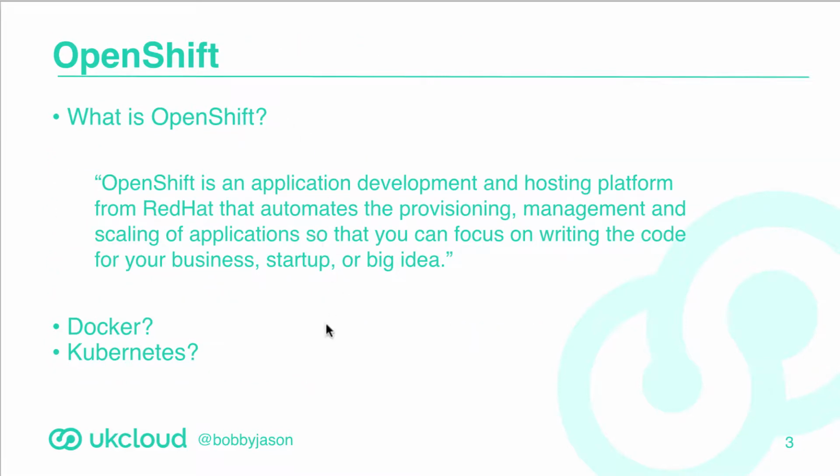So basically, what is OpenShift? OpenShift is an application development and hosting platform from Red Hat that automates the provisioning, management, and scaling of applications so that you can focus on writing the code for your business startup or big idea. That's what I took off the Red Hat website. What does that actually mean? Basically, it's a platform as a service.